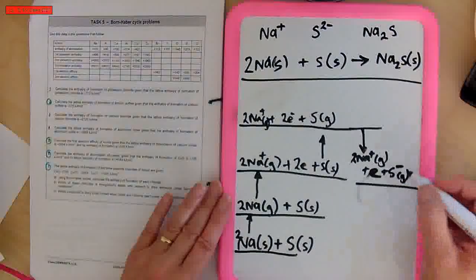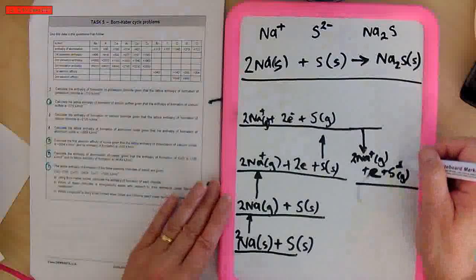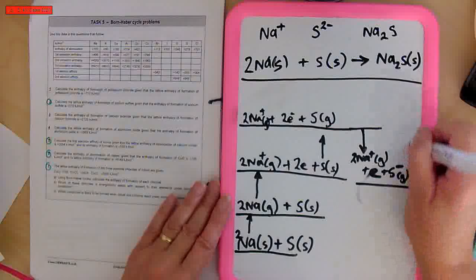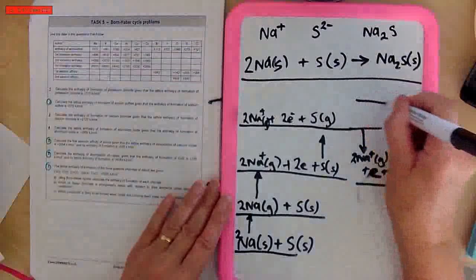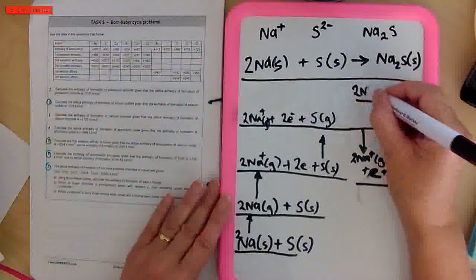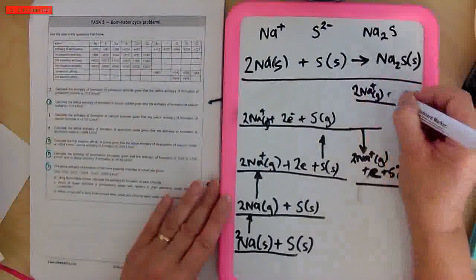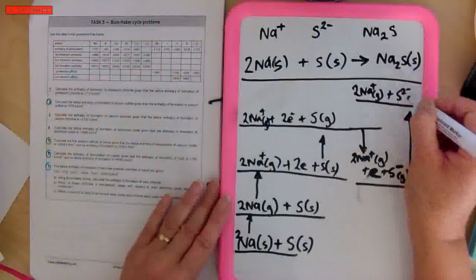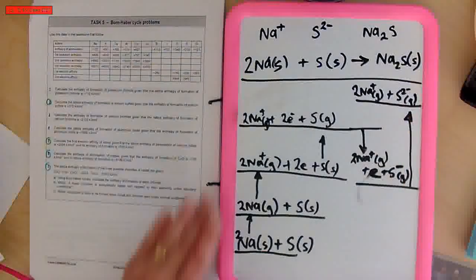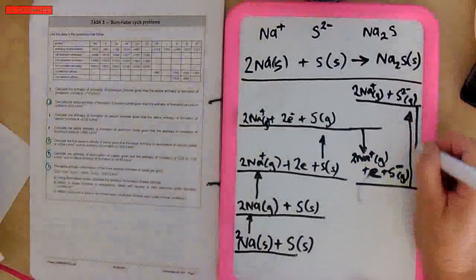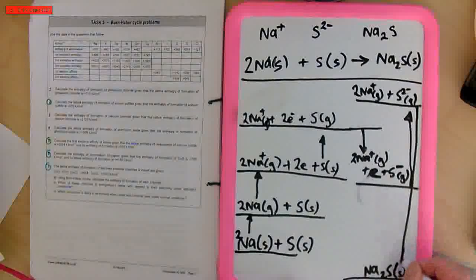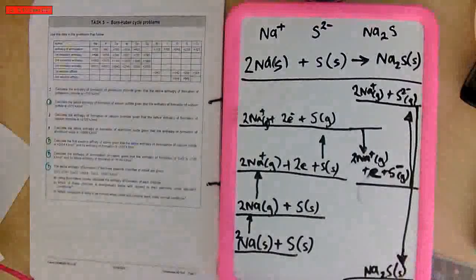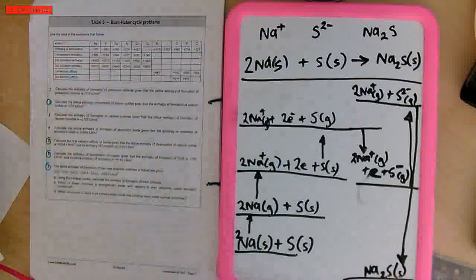Okay, then the next thing that's going to happen is this is going to take in the second electron, so the second electron affinity, and that's always positive. Okay, I'm running out of space here, but I'm going to just put it on this anyway. So 2 sodiums plus S2 minus as a gas. And then the final thing that happens is these are going to form my sodium sulfide solid.